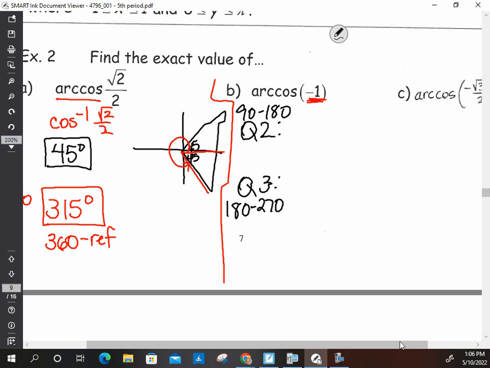So what does the calculator give you? 180, which is the end of that boundary and the beginning of the other one. So that means it's counting in both of them. So you only have to count it once.